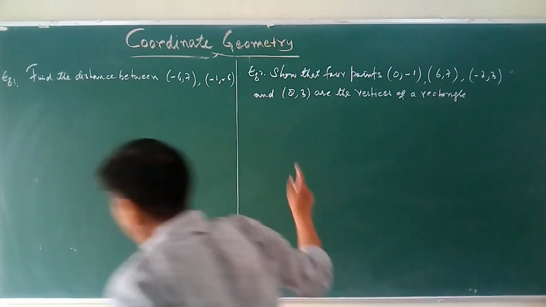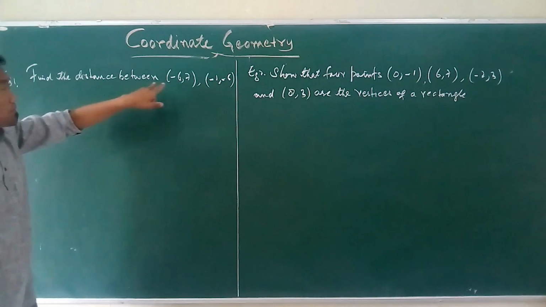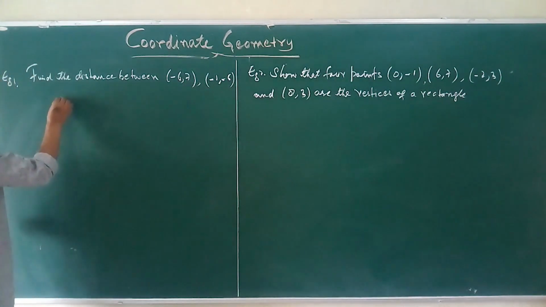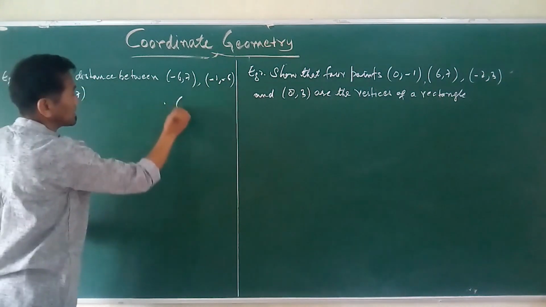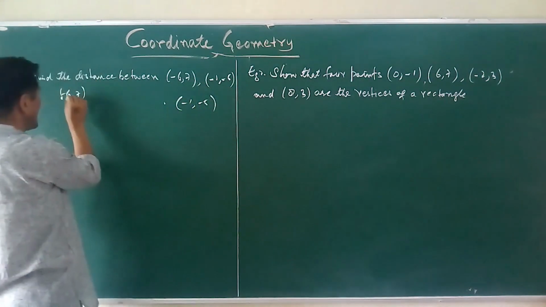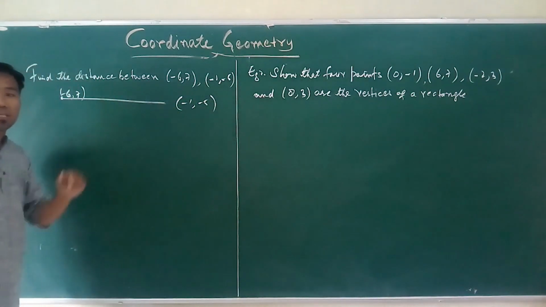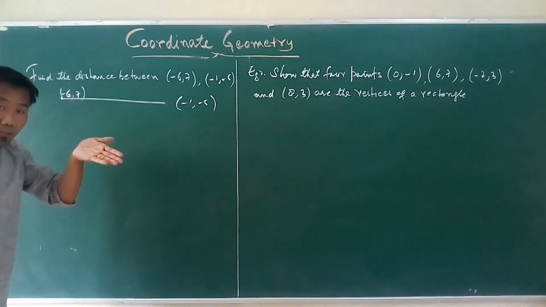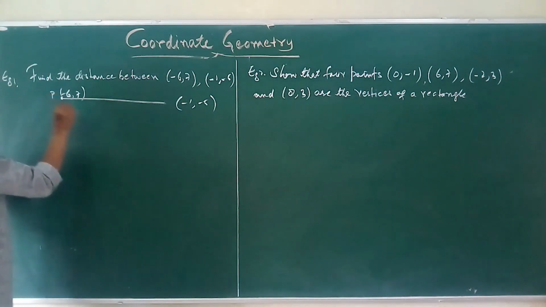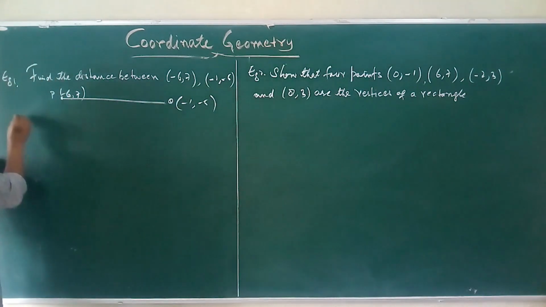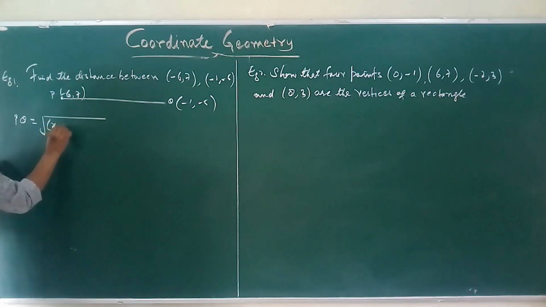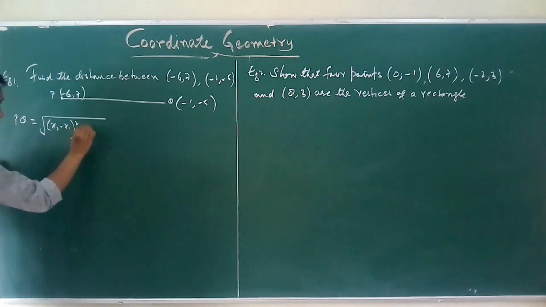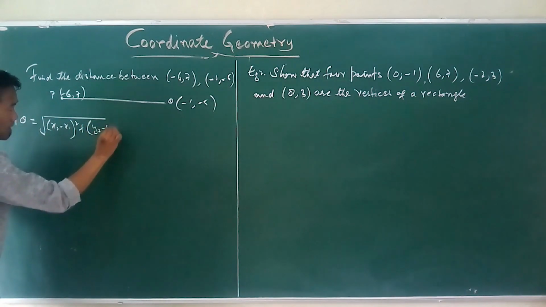First example: find the distance between this point and this point. The first point is (-6, 7) and the second point is (-1, -5). The distance formula: for point P and point Q, PQ equals the square root of (x2 minus x1) whole square plus (y2 minus y1) whole square.